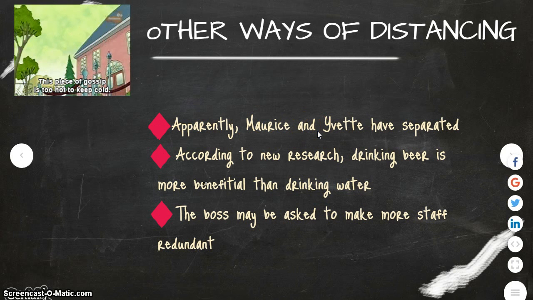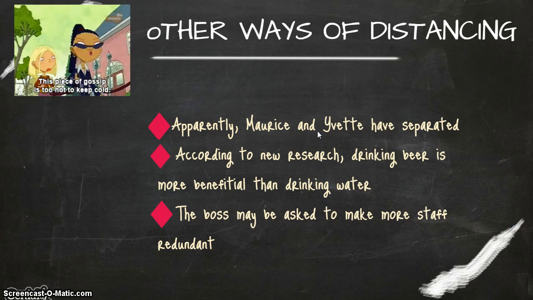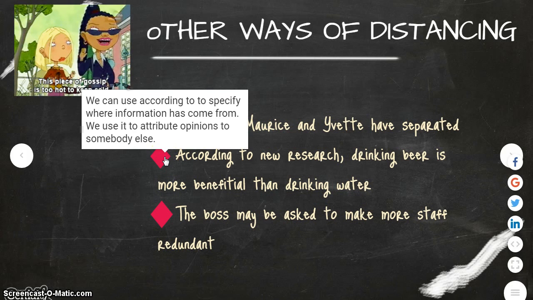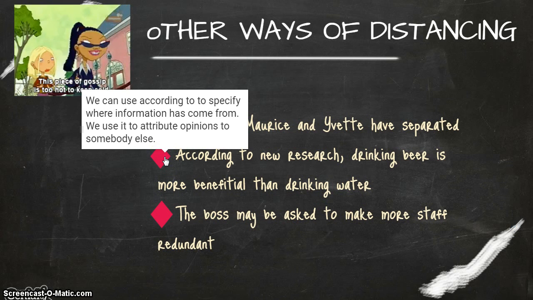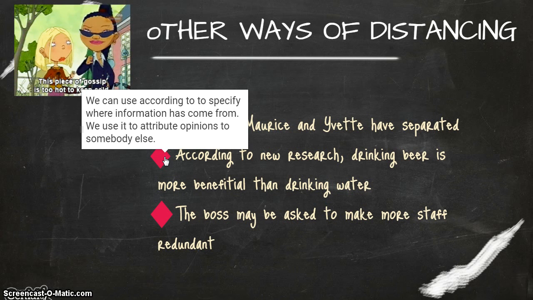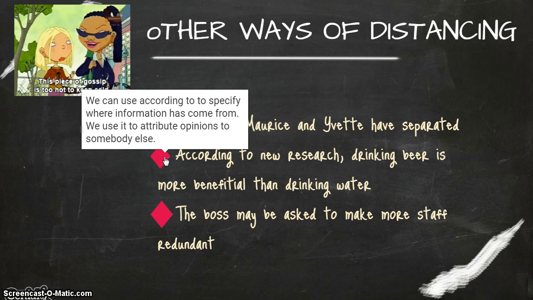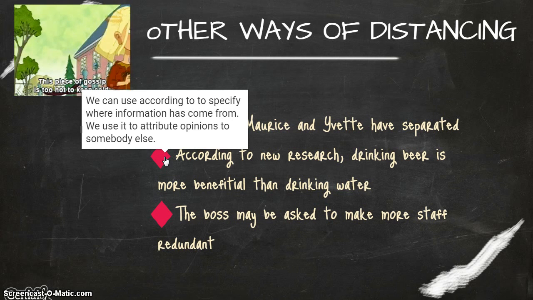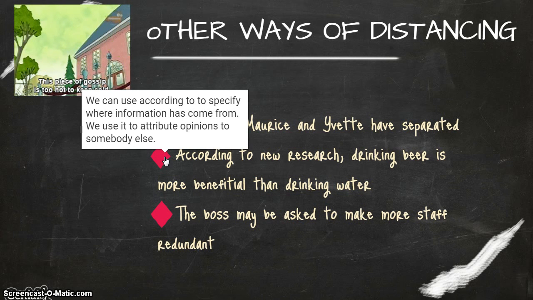Take a look at the second example. According to new research, drinking beer is more beneficial than drinking water. Well, using according, we can specify where the information comes from. Okay, so we're saying, look, I got this from this person, or from this article, from this essay. It's not me. If you want some questions to be answered, just refer back to these people. I have nothing to do with it.